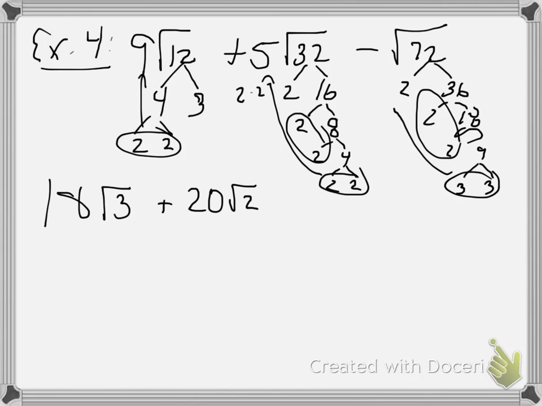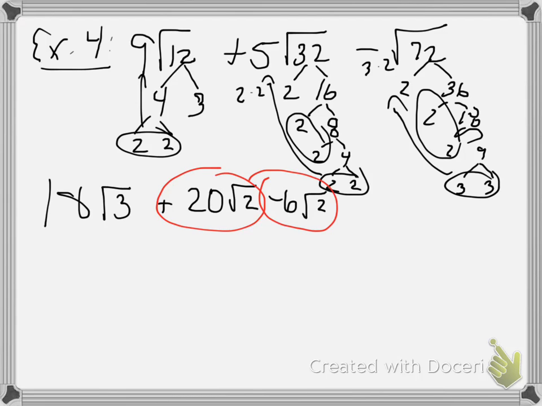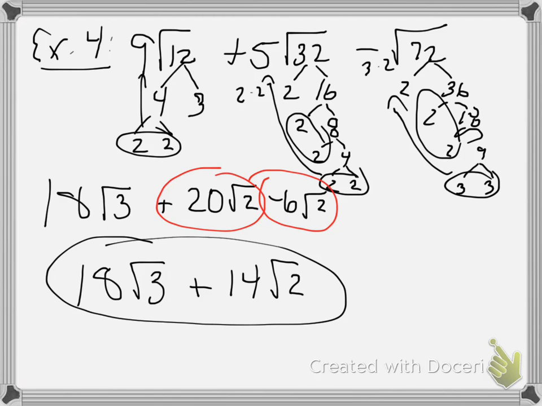So I have a pair of 3s, a pair of 2s, they each get written outside, and we get a minus 6 root 2. Alright, so we still don't have all like radicals, because there's that root 3 in the first term, but we have some like radicals. So let's combine the two like radicals, 20 root 2 and negative 6 root 2, to get us a final answer of 18 root 3 plus 14 root 2.